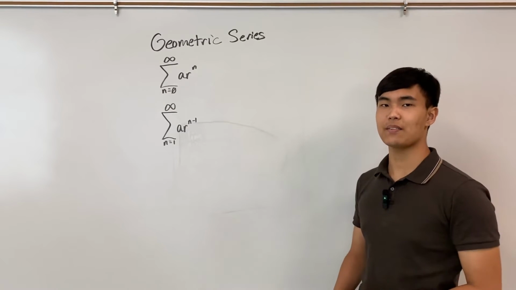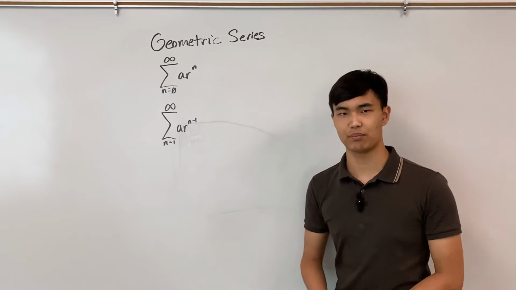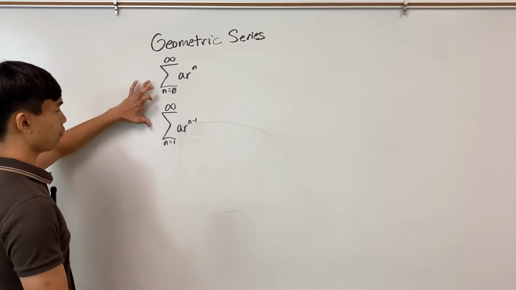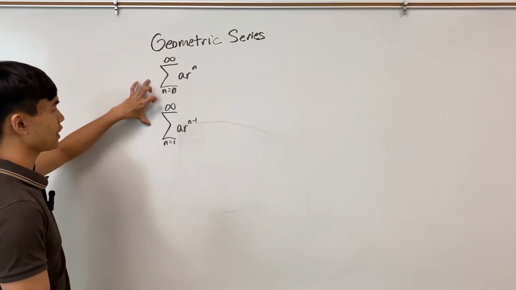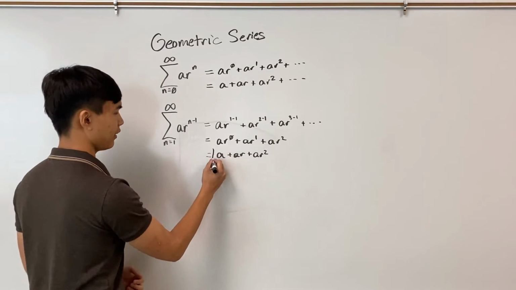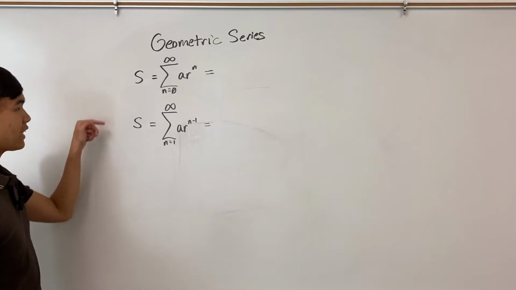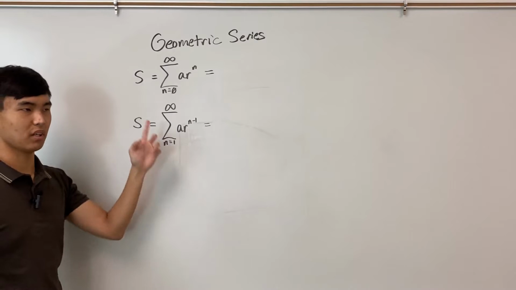And this is the only kind of series that you'll algebraically find the sum of in AP Calculus, and I'm going to show you how to do that. So we're going to begin by noting that both forms of these geometric series are the same thing. Doing a term-by-term expansion, you can see that this and this are equivalent. And now I'm just going to let S represent the infinite sum of the series.